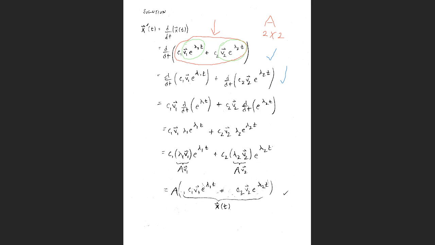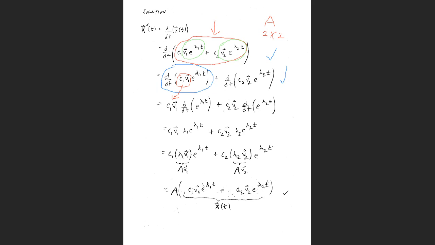Well, okay, so let's look here at this first derivative. You have the derivative of c1 times v1 times e to the lambda 1t power. Well, c1 times the vector v1, that's a constant. It can be pulled out front here.